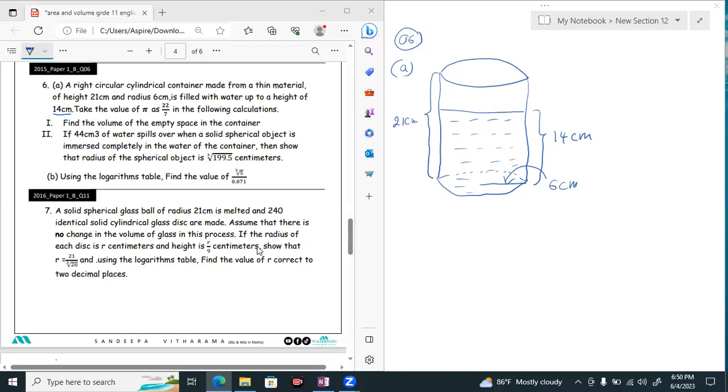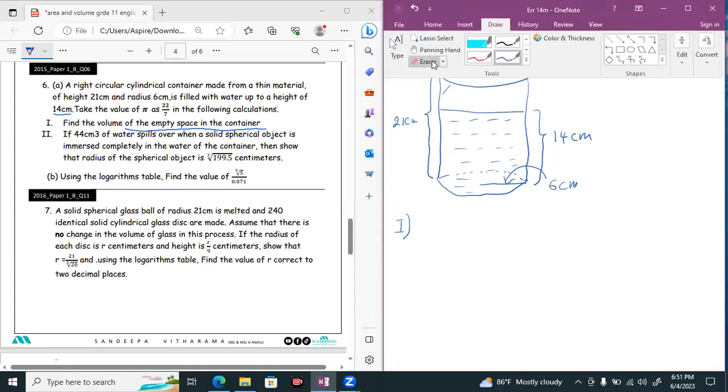Rashmina also has sent me the answer correct. Okay, look at here to find the volume of the empty space in the container. To obtain the answer correctly, you should have noted down these measurements correctly. If you have done this correctly, you can obtain the correct answer. It's because this represents the height of the empty space.